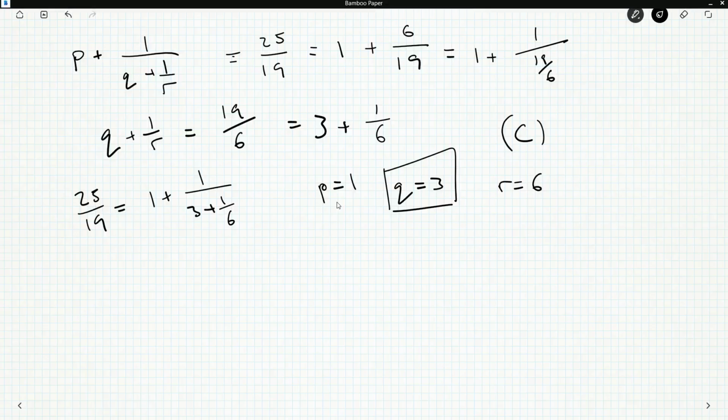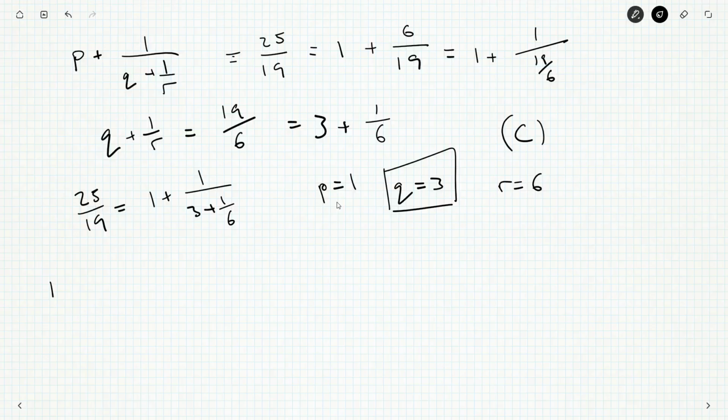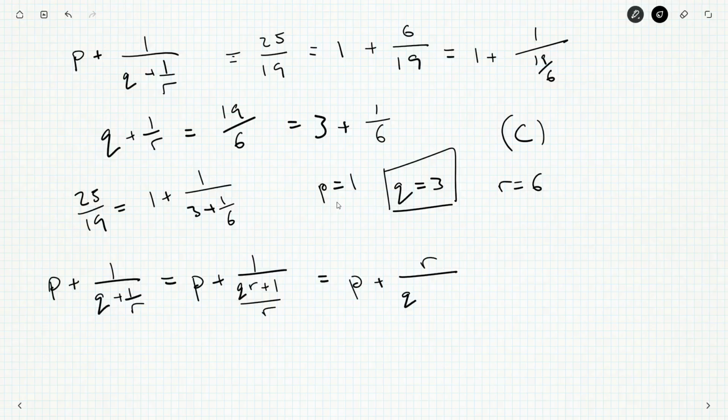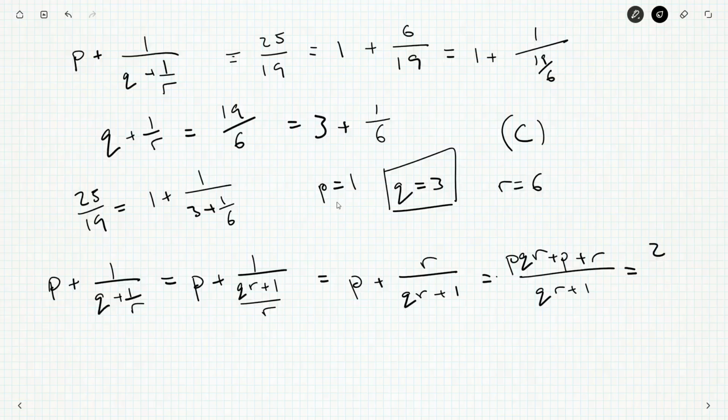Now I was saying you might do it another way. I'll just quickly investigate that. So I think it's doable, but I think it's going to lead you to more trouble than it's worth. So QR plus 1 over R. So that's going to be P plus, and then we reciprocal that, QR plus 1. And then we'll get PQR plus P plus R over QR plus 1 is equal to 25 over 19.